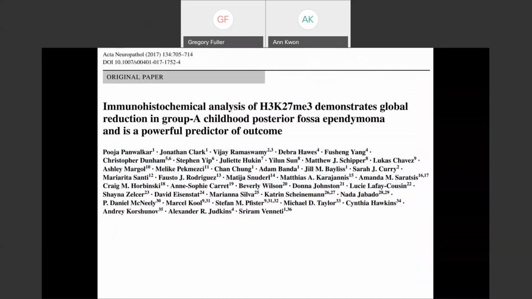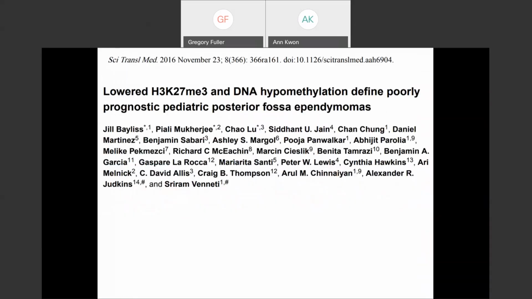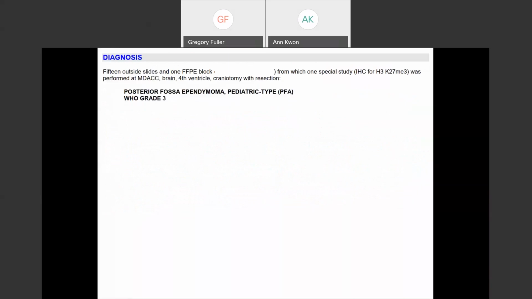Okay, immunohistochemical analysis of H3K27ME3, that's trimethylation, demonstrates global reduction in group A. So this is an immunohistochemistry diagnostic technique. One paper? No. Here's another one. Lowered H3K27ME3 and DNA hypomethylation defined poorly prognostic. That's going to be A. Absolutely. All right.